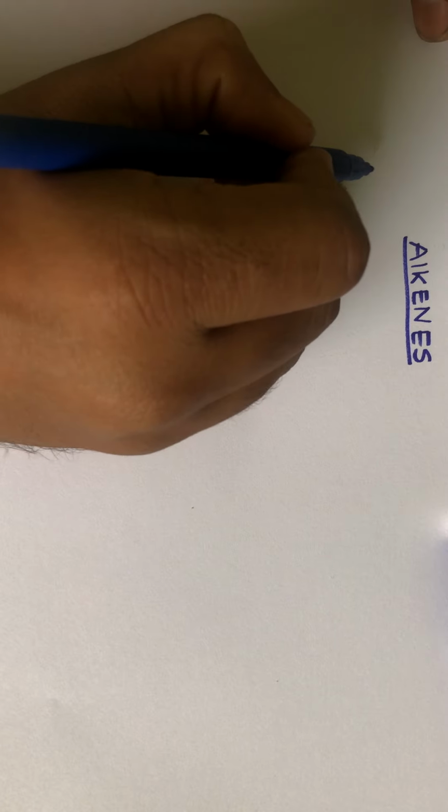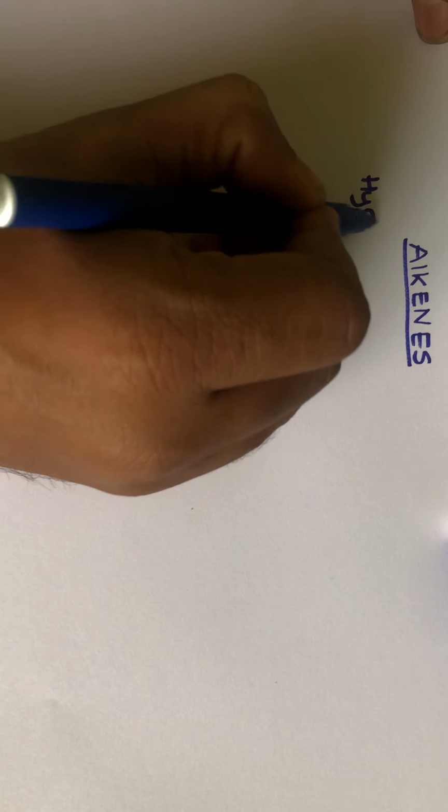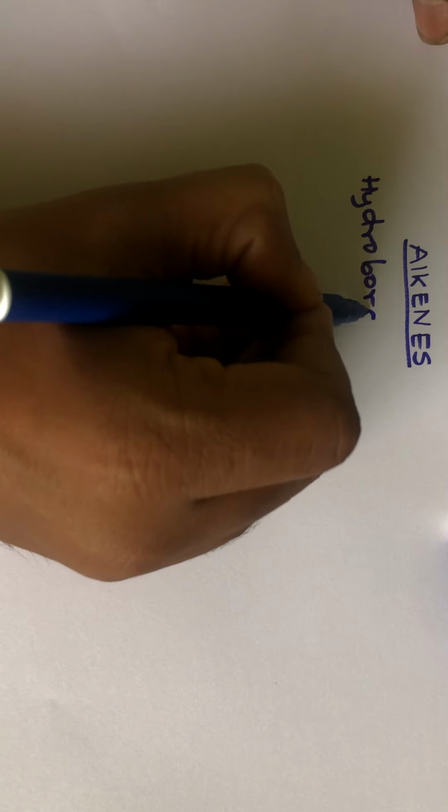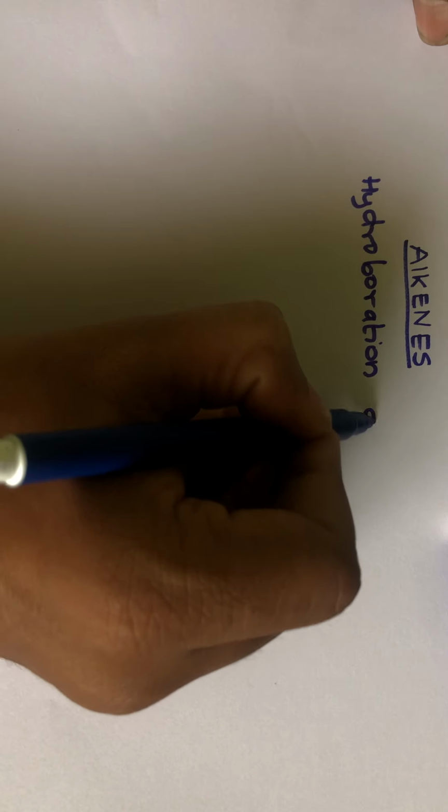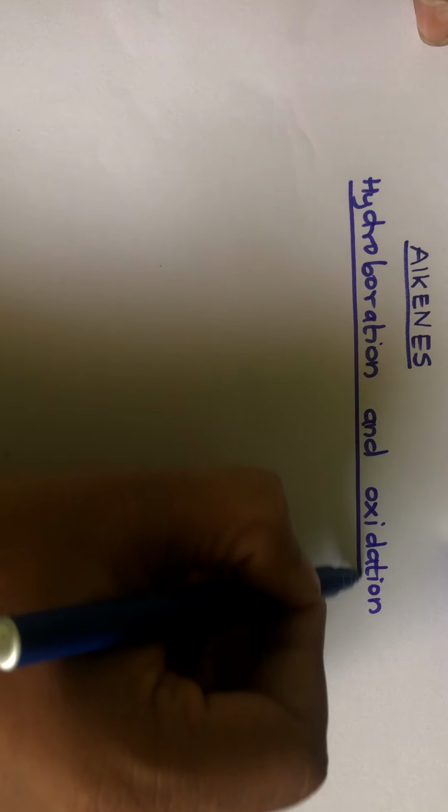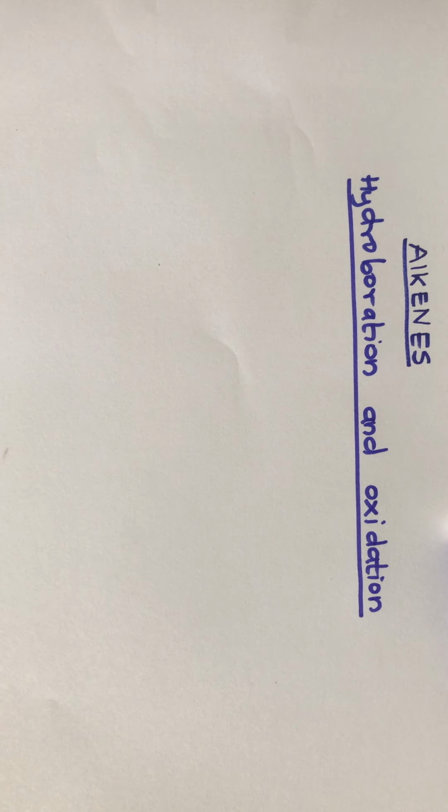Let us continue our discussion on alkenes. In the last session we have discussed a few reactions. In this session we will be discussing some other reactions. The reaction that we are going to discuss is hydroboration and oxidation. Hydroboration oxidation is the reaction that we are going to discuss.